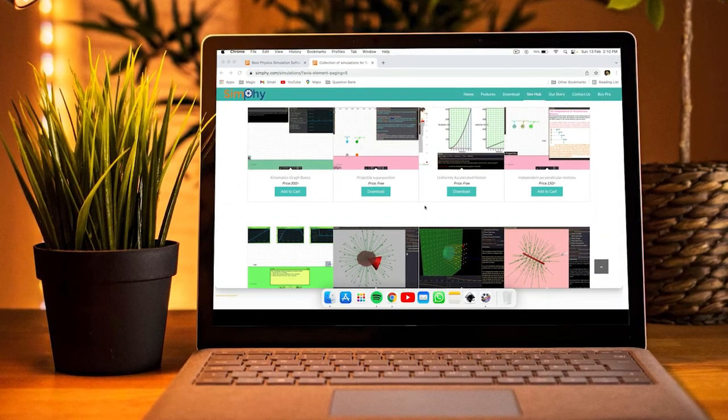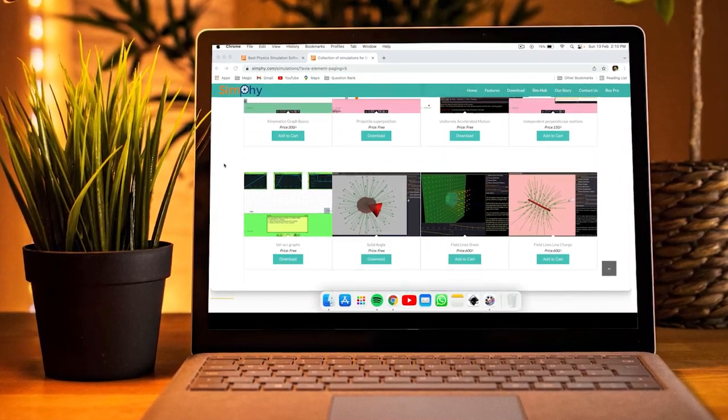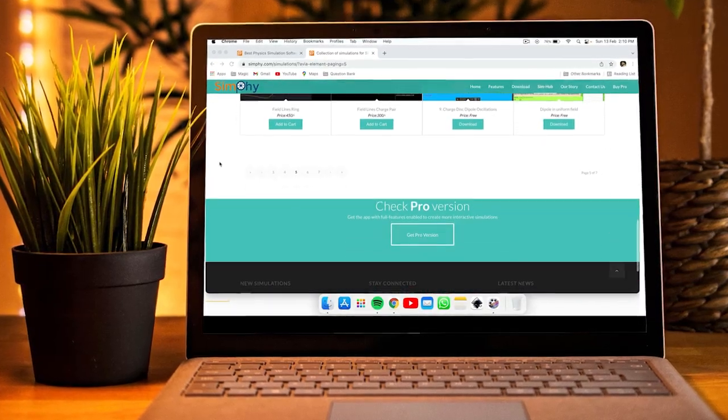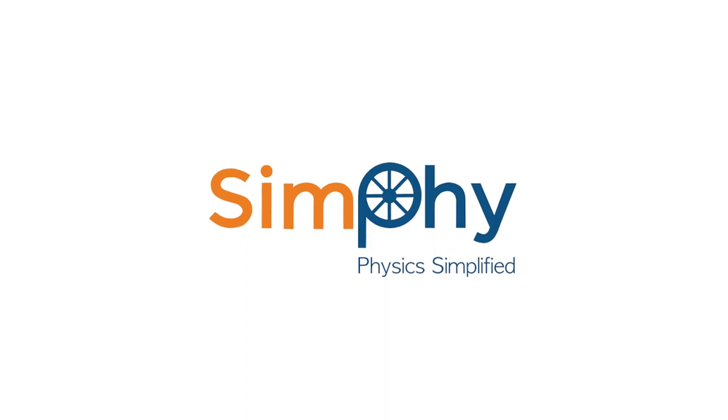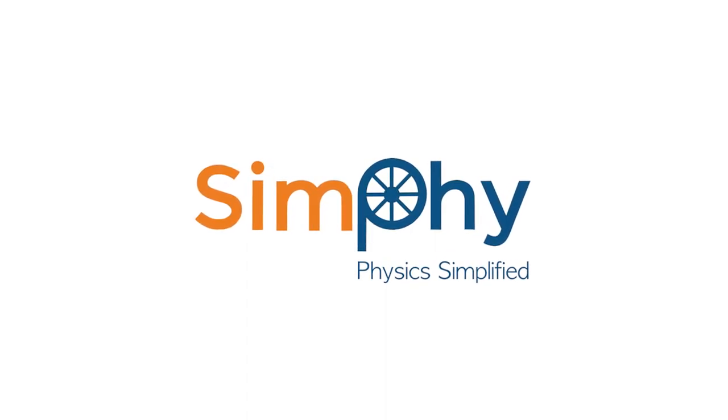We also have a bundle of pre-designed simulations in accordance with high school and university curriculums. All of this and more makes SimPHY a must-have tool for teachers, schools, colleges, science enthusiasts, and you.